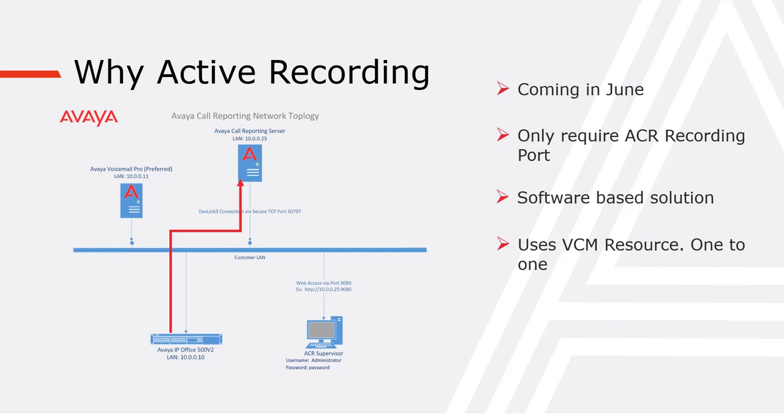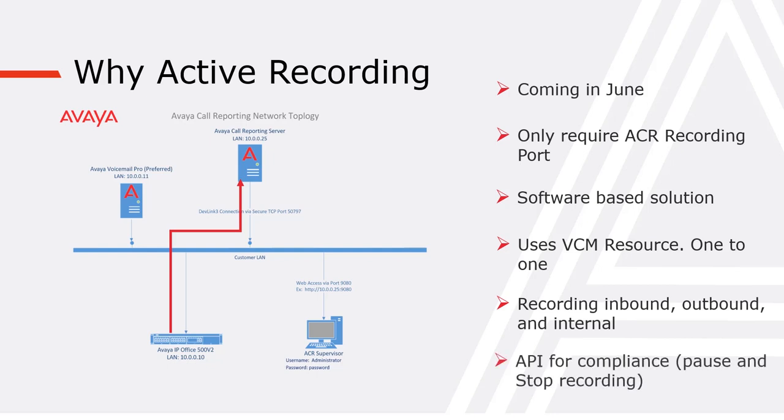Sends a request to the IP Office via SIP, port 5060. It sends that audio back. Think of it like a media fork. The exact terminology for this is SIP-rec. This can, because it's getting that feed from the IP Office, record inbound, outbound, and internal. It also has that API for compliance purposes, so you can automatically pause and stop the recording. So again, this active recording has all the benefits, none of the drawbacks.